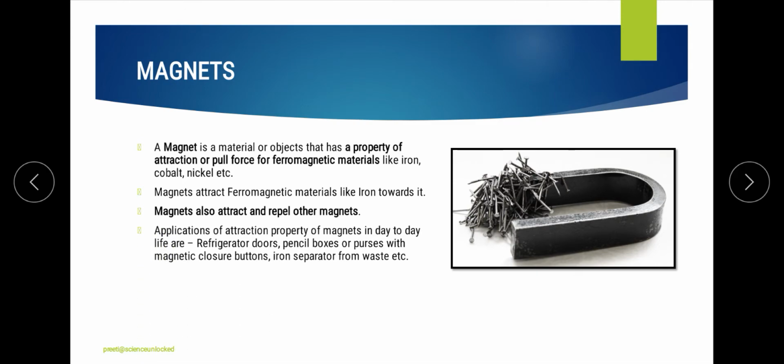Now in our day-to-day life we have multiple examples where we can say that a magnet is being used. For example, we have the magnetic closure button, then we have iron separator, then we have refrigerator doors and many more things that you can think about.